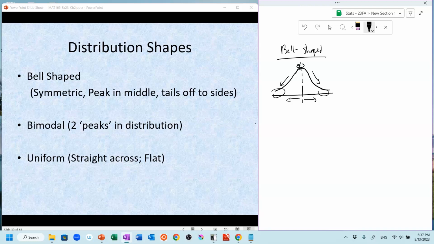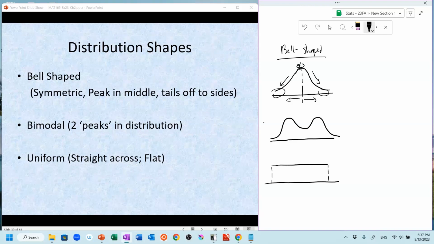A bimodal distribution is going to have two peaks, so it might look something like this. And a uniform distribution is going to be straight across or flat, or all classes are about equally likely.